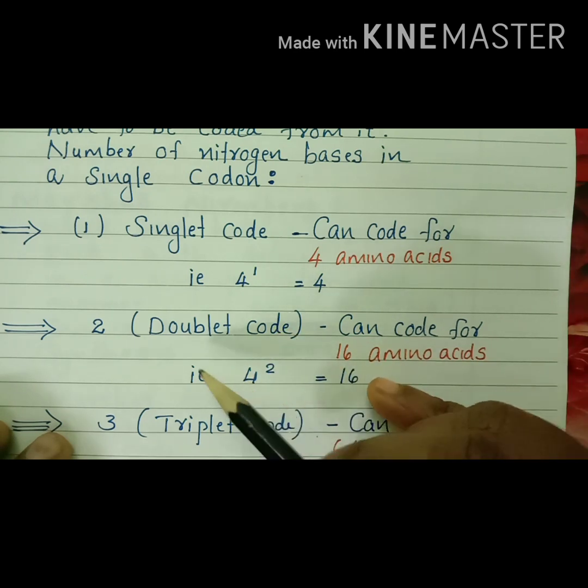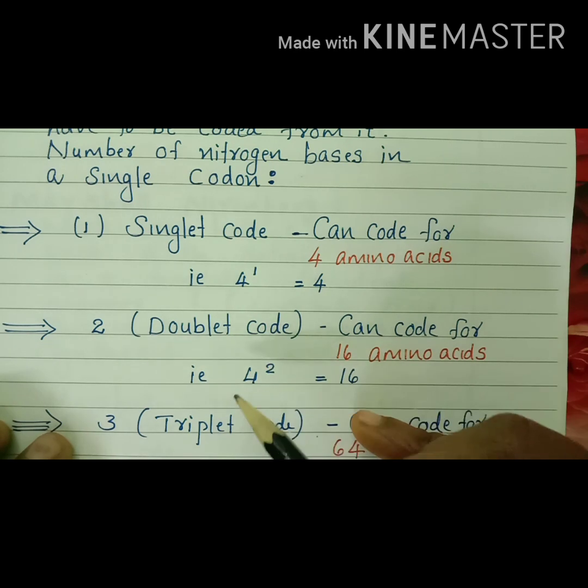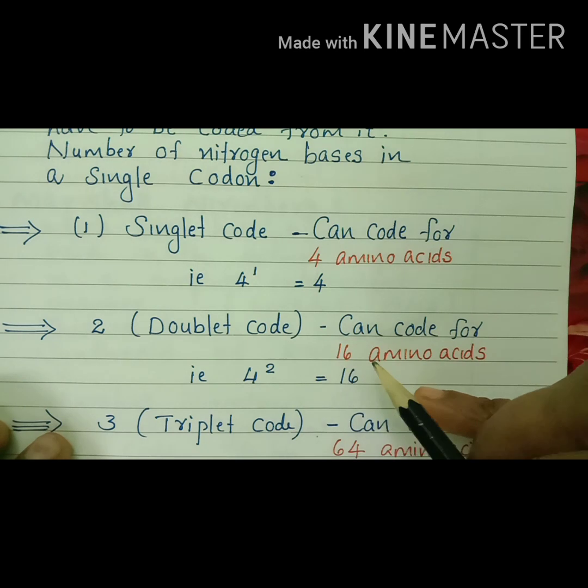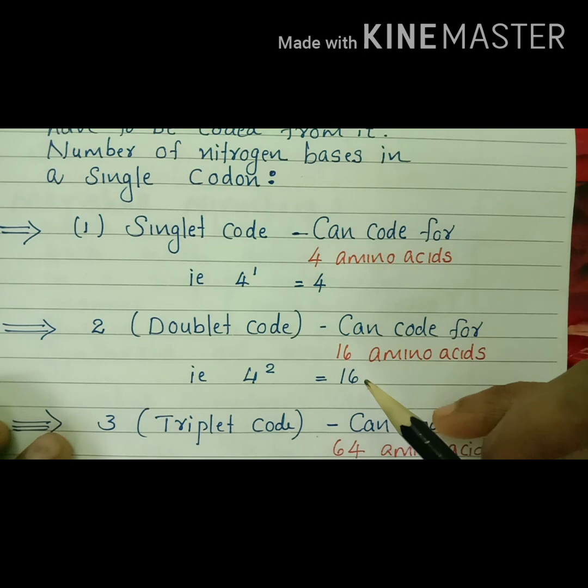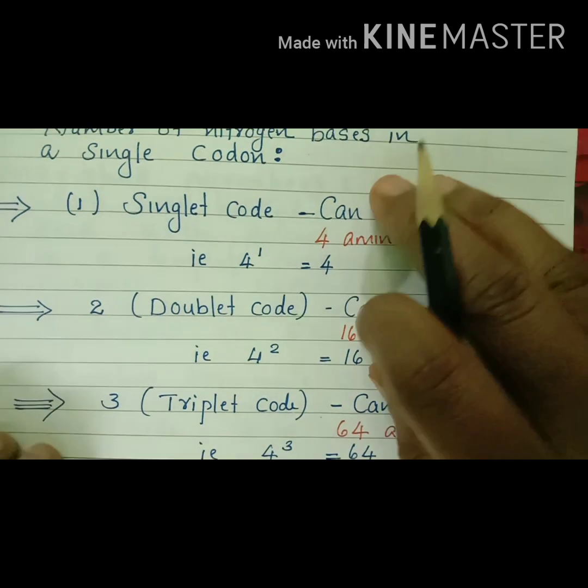So this is an example of a doublet code. If the codons exist in doublet form, they can code for only 16 amino acids. Again, 4 amino acids are remaining, so this is also not approved. Then comes the triplet codon pattern.